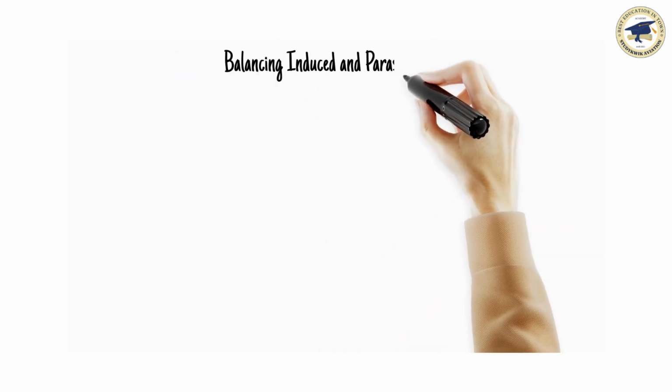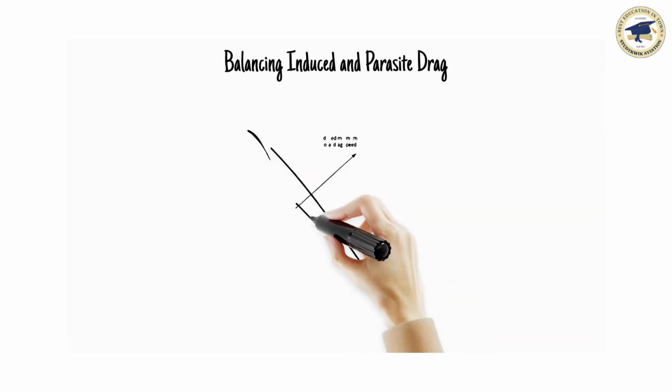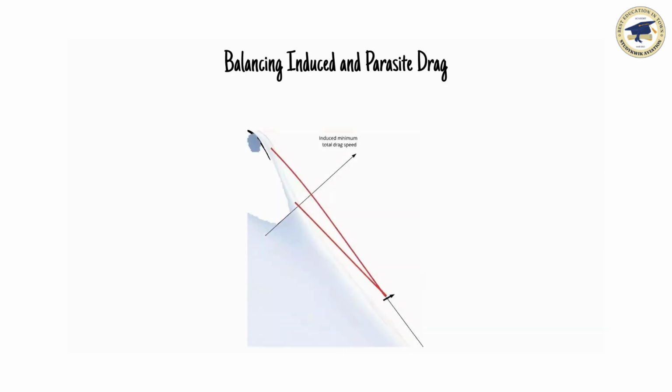Parasite drag rises sharply with speed. Doubling your speed quadruples parasite drag. The point where the two curves meet represents minimum total drag speed, important for best flight performance, endurance, and fuel efficiency.